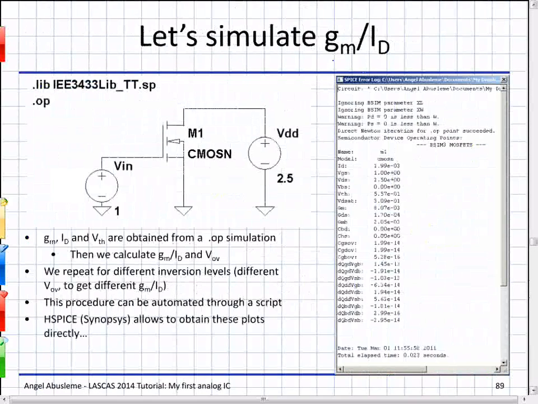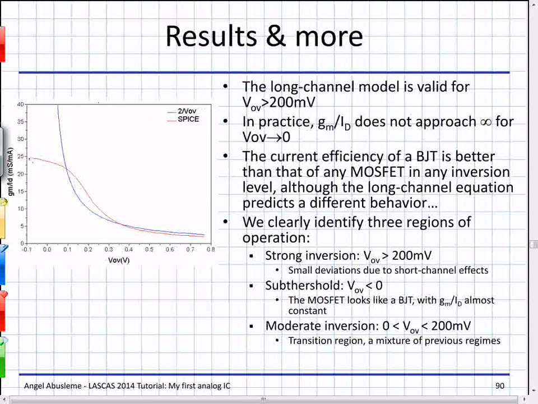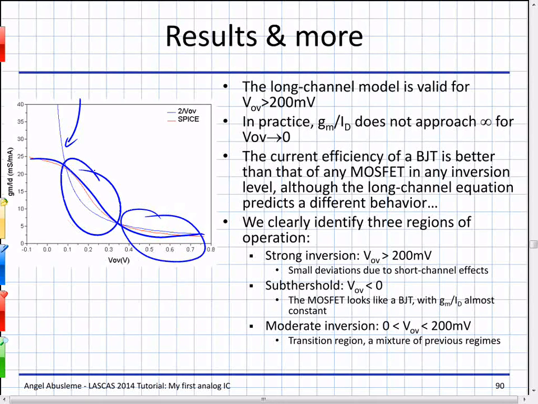If we simulate GM over ID, we get this, while the equations predict this. It doesn't look right. Here, they are reasonably accurate. Here, they are not. Here, they are too far, right? So why are they so different?